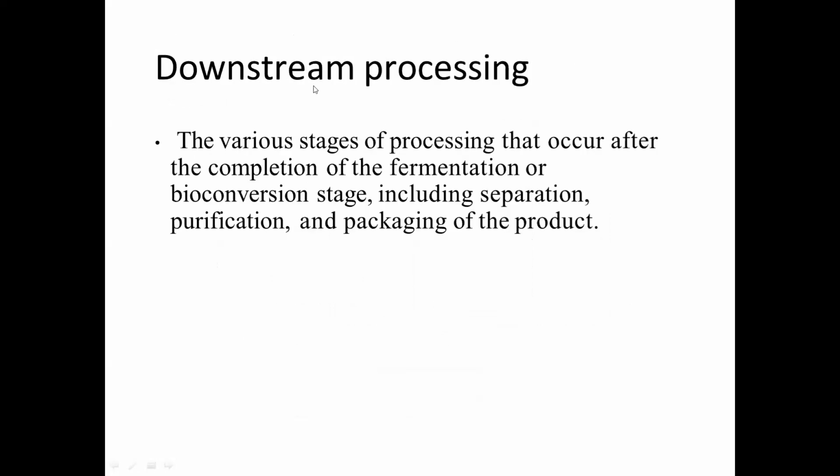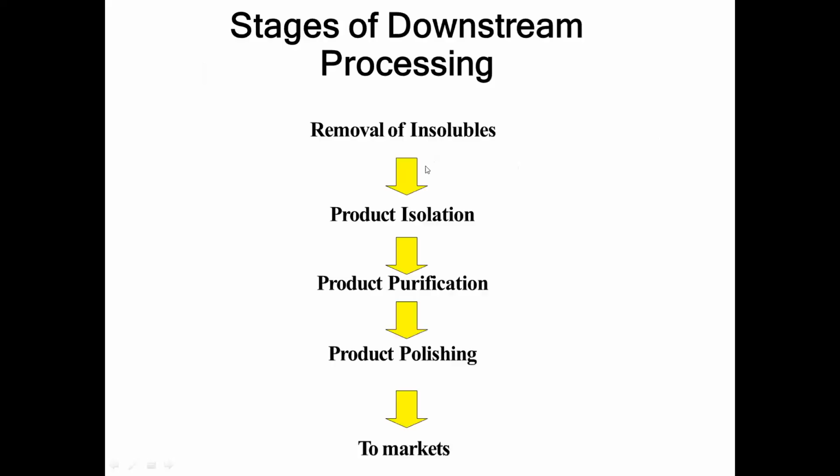What is downstream processing? The various stages of processing that occur after the completion of the fermentation or bioconversion stage, which includes separation, purification, and packaging of the product. So remember, this is after the completion of the fermentation or bioconversion stage. Then stages of downstream processing. अब एक एक करके stages ये हैं. First you remove the insolubles, then do the product isolation, then go for product purification, product polishing, and then to the markets.